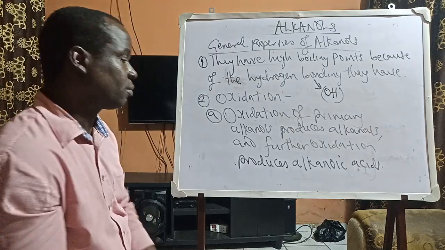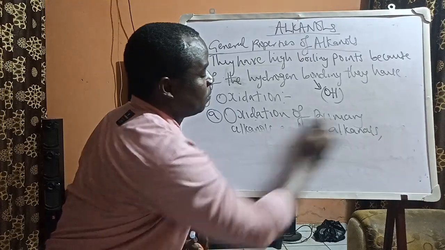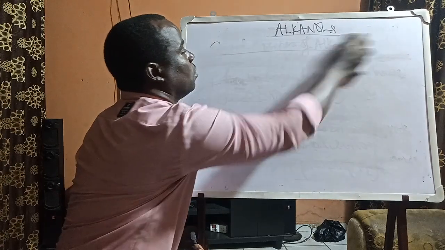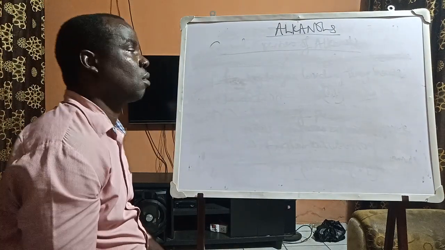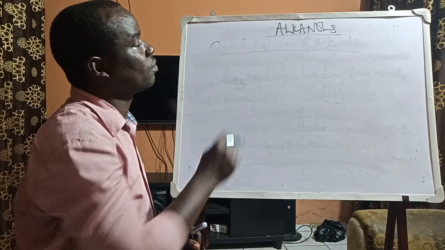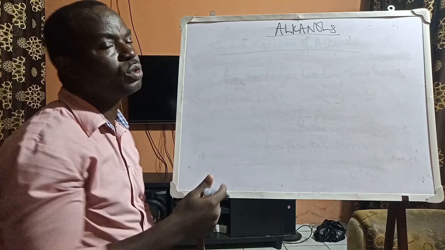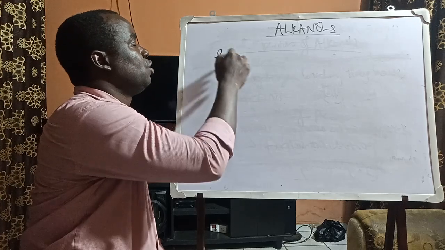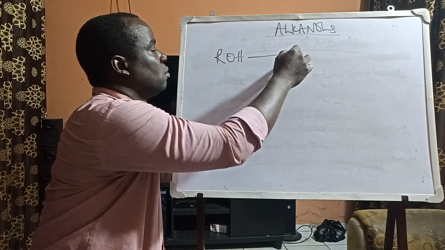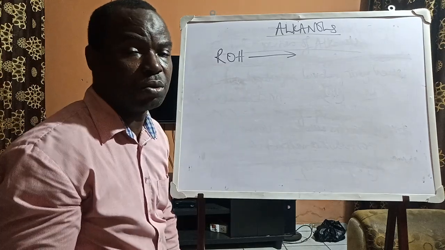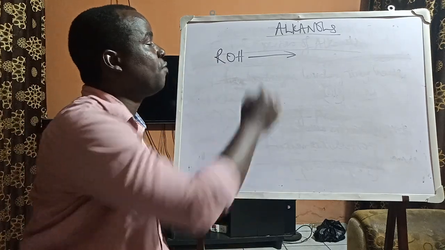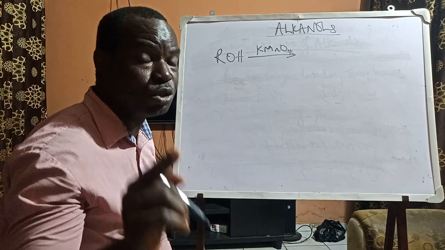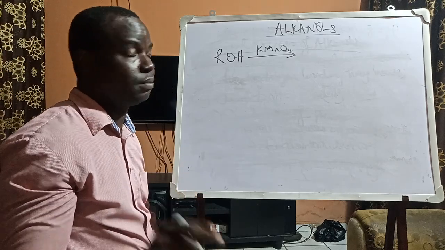Let me explain. Now, let us have a general representation of this. ROH is a primary alkanol. Okay? If I write KMnO4 here, it means that oxidation is taking place. I've explained that one already.